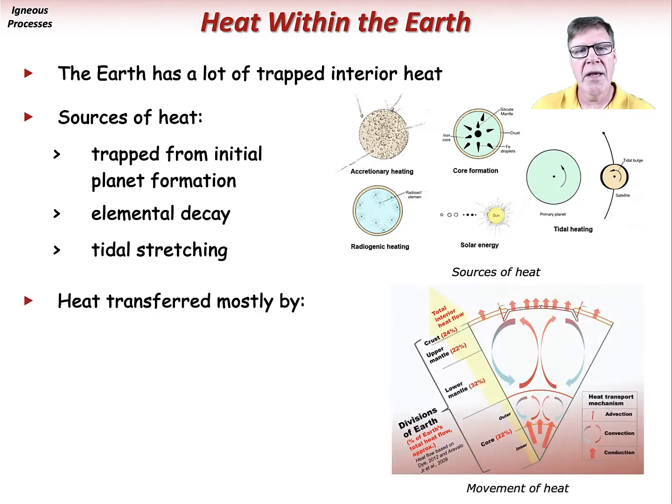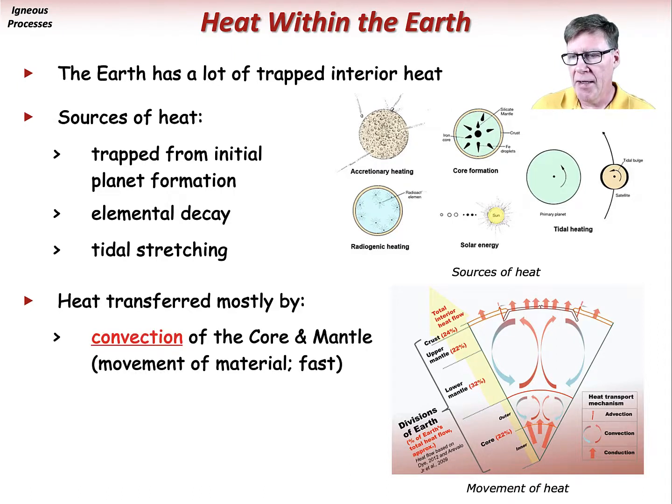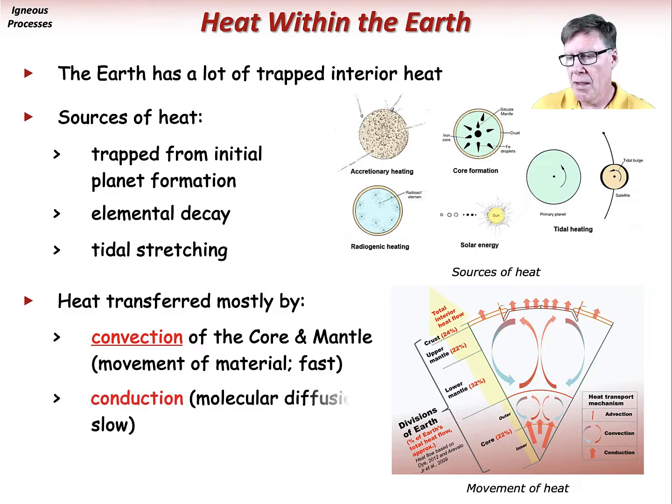This heat is slowly making its way to the surface via various processes. Heat can travel fairly quickly by convection in the liquid outer core and in the mantle. Heat can also travel much more slowly, molecule by molecule, by the process of conduction.